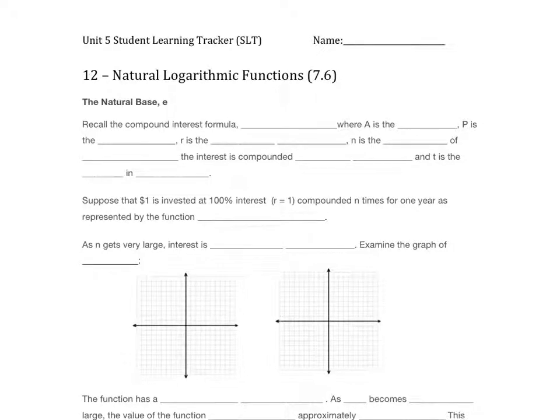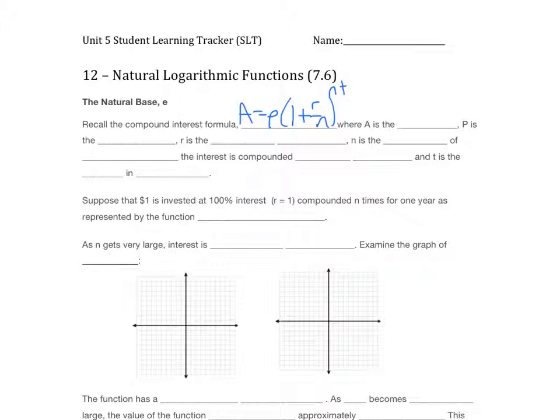In this video tutorial, we're going to look at natural logarithmic functions, and that has to deal with the natural base e. So we have to start off with recalling the compound interest formula, which we have A equals P times 1 plus r over n to the nt.